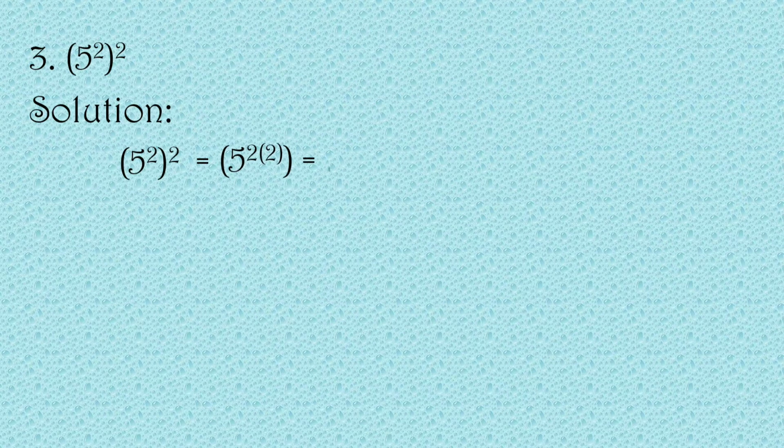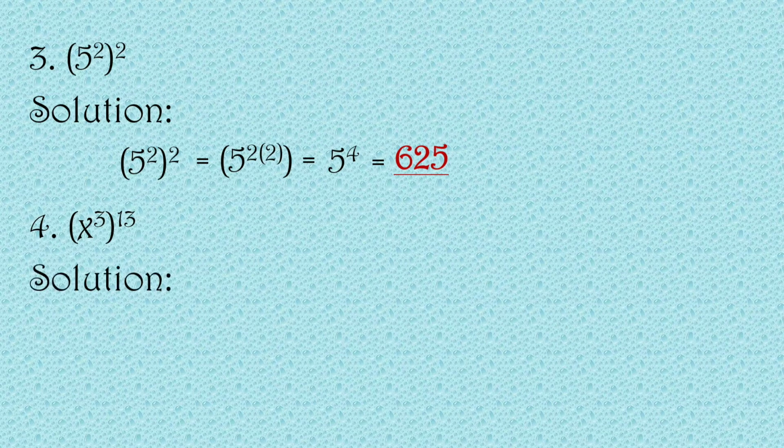Number 3, 5 raised to 2 raised to 2. So, pag shortcut na natin, so, 5, copyahin natin yung base na 5, and then, multiply natin yung inner tsaka outer exponent. So, 2 times 2 is 4. So, 5 raised to 4. And 5 raised to 4 is equals to 625. Number 4, x raised to 13 raised to 13. So, solution, so, copyahin natin yung base, which is x, then multiply the exponents, 13 tsaka 13, so, which is 169.